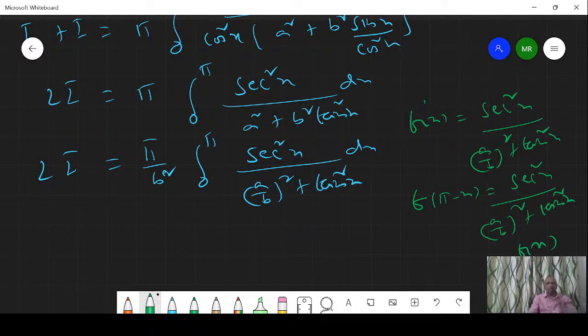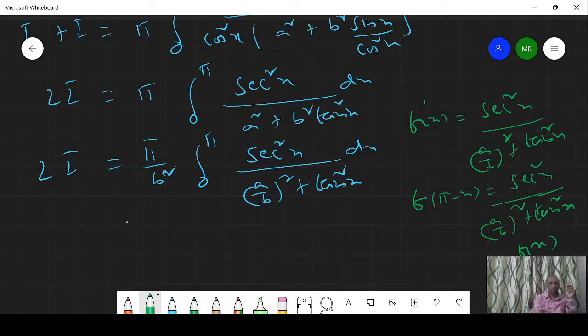Understood that? So again I will repeat this. Replace x with pi minus x: secant of pi minus x will be minus secant x whole square, so secant square x comes. And tan of pi minus x is minus tan x, so it is tan square x. Same thing it comes. That means the function has no change.